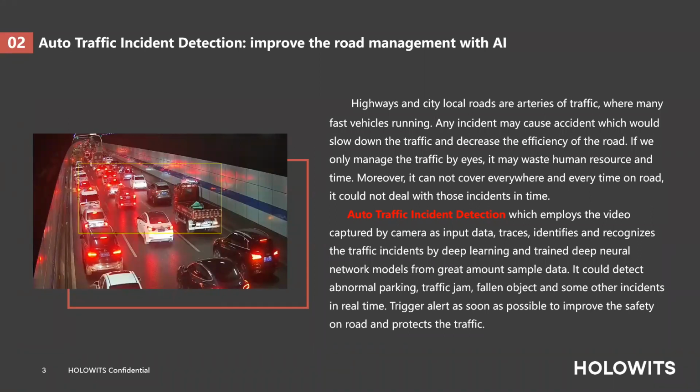Our ATID algorithm employs the video captured by the cameras as the input data, and identifies and recognizes traffic incidents using deep learning and deep neural network models trained from a great amount of sample data. It can detect abnormal parking, traffic jams, fallen objects, and some other incidents in real time. I will introduce that later. It triggers an alert as soon as possible to improve safety on the road and protect the traffic.